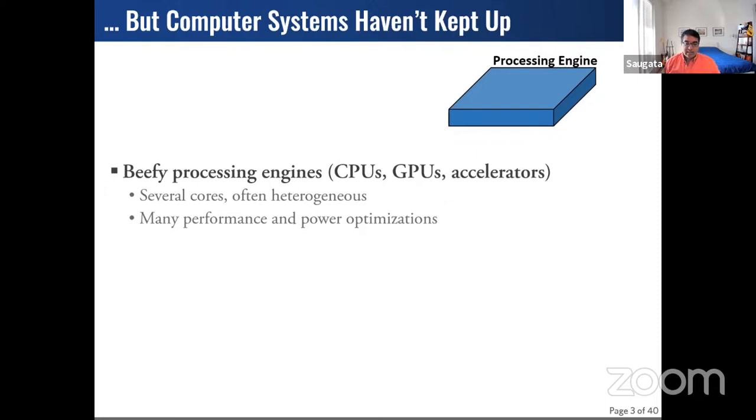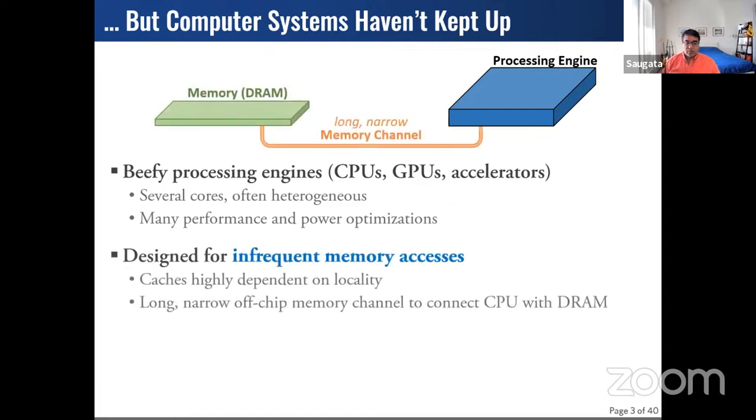And over the years, as we've been processing more and more things, we've made what I'd argue are very beefy, solid processing engines. And this can be any flavor of compute engine that you have. And we, for the longest time, optimized them for performance and throughput. Now we're also optimizing them for power and energy. But what's happened is that we have these very powerful and efficient processing engines. But they're really designed for infrequent memory accesses.